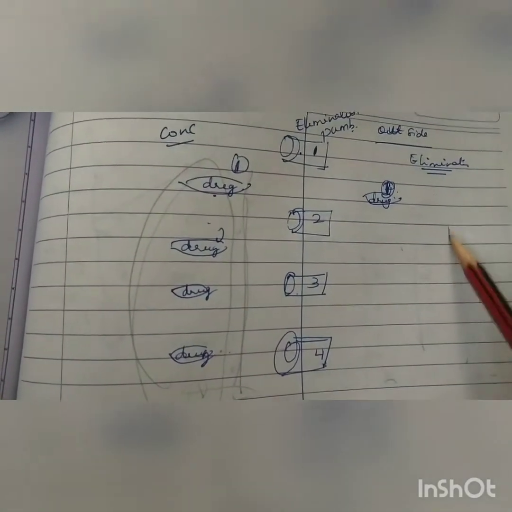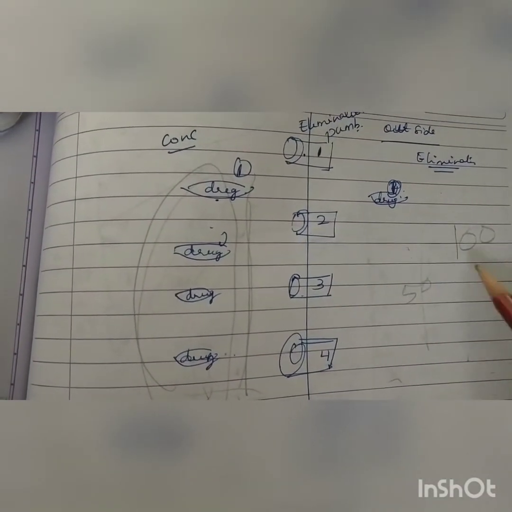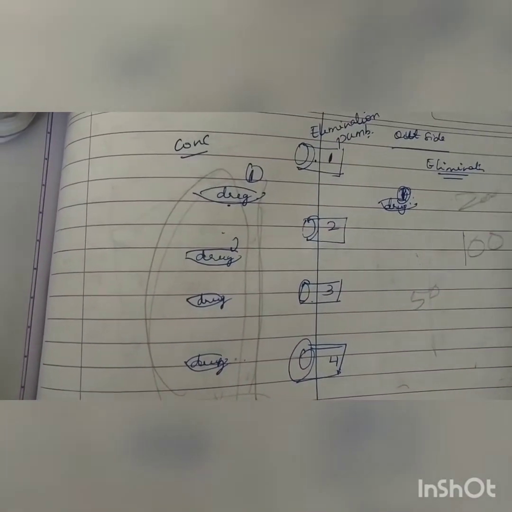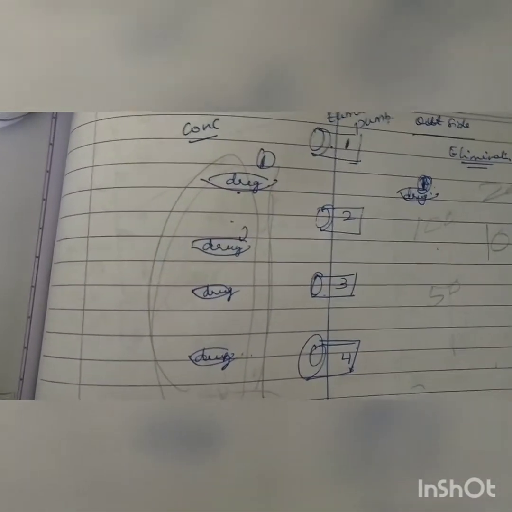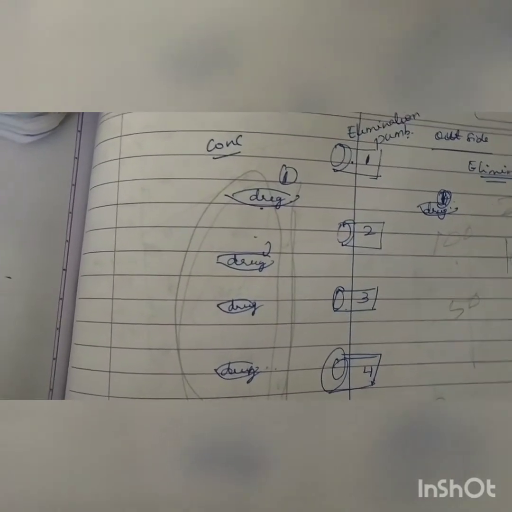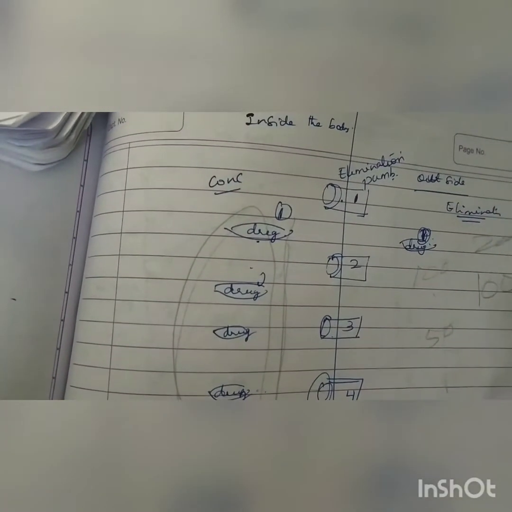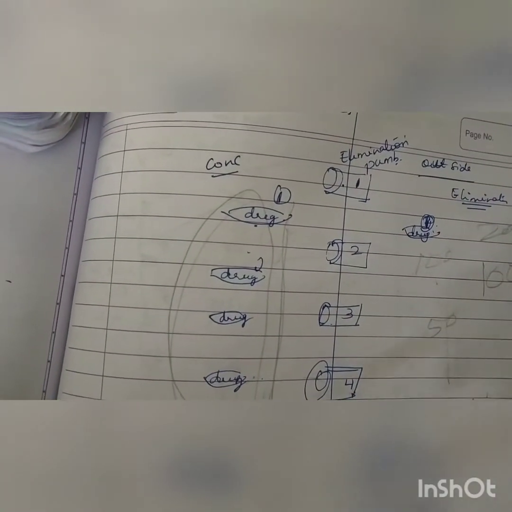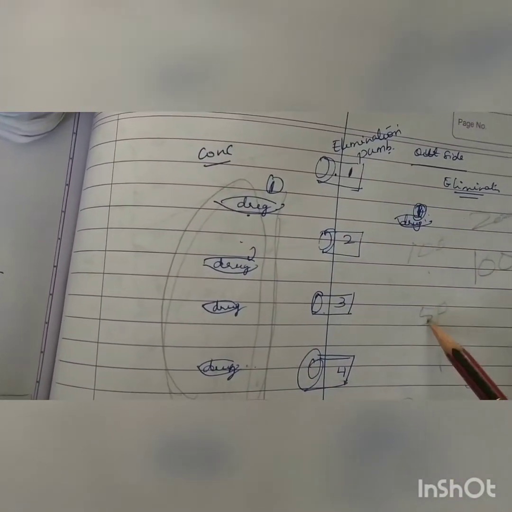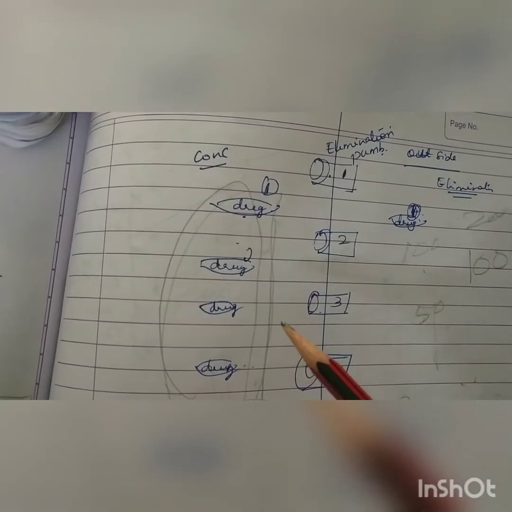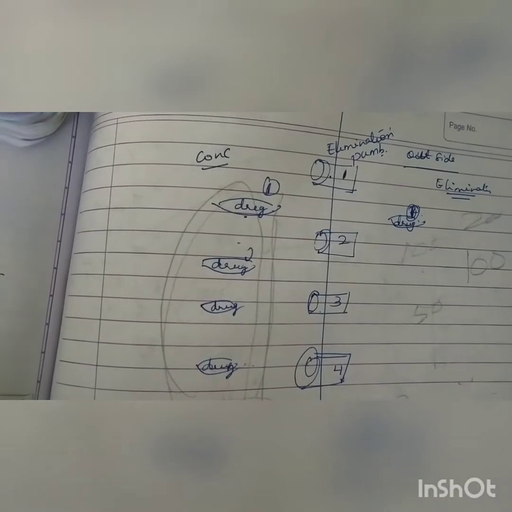So the higher the concentration, the higher the drug elimination. For example, if you have 100, 50 will be eliminated. If you have 200, what happens? 100 will be eliminated. So the higher the concentration, the more drug is eliminated. This is a first order reaction, and it depends on the concentration. The elimination depends on the concentration.